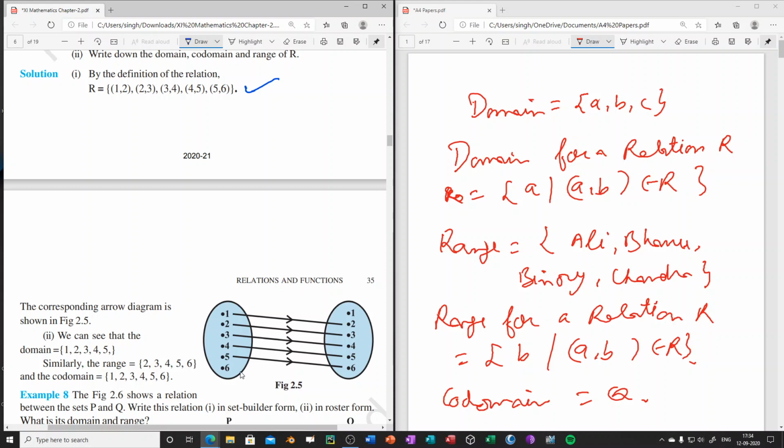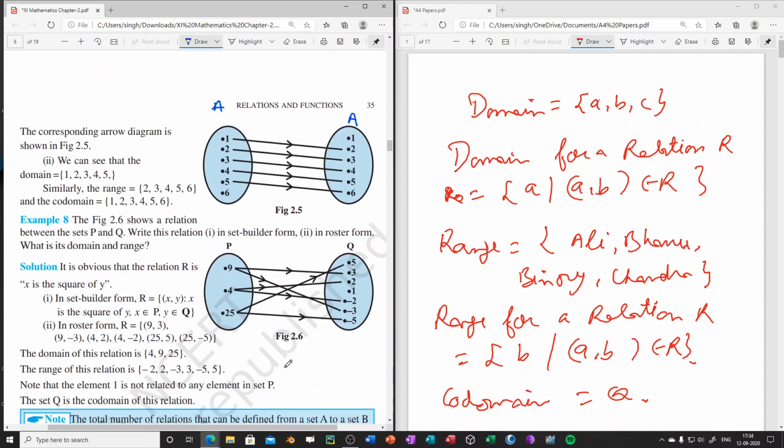We will draw this as set A, and this is also set A, because the relation is from set A to A. In this case, we will relate 1 with 2. How can we relate? We will just draw an arrow from 1 to 2. That means the image of 1 is 2. Then we will draw an arrow from 2 to 3, which shows that the image of 2 is 3. Similarly, we will do it for 3 to 4, 4 to 5, 5 to 6. And this will be our diagrammatic representation of the relation R.